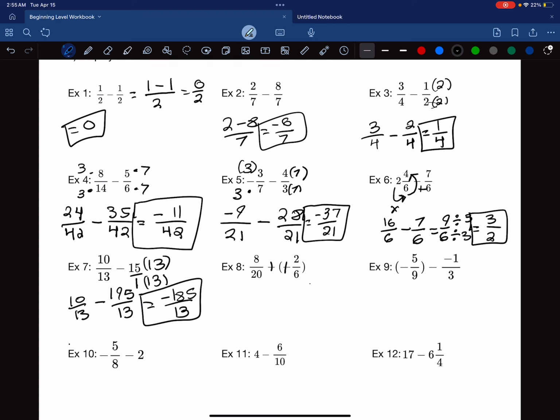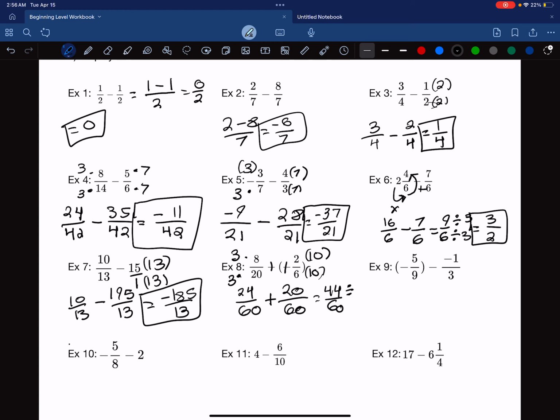So to find that common denominator, I am going to multiply 20 by 3. And I'm also going to multiply 6 by 10 to get a common denominator of 60. So 8 times 3 is 24. 20 times 3 is 60. Plus 2 times 10 is 20. And 6 times 10 is 60. And 24 plus 20 is going to be 44. And then we're going to put that over 60.